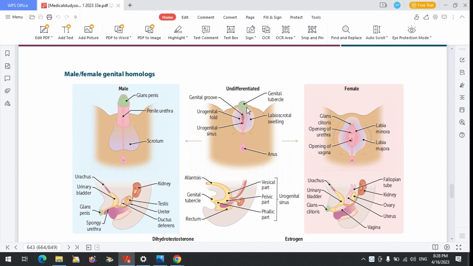There's a genital tubercle. There is an opening that we call the urogenital sinus here. There's a fold of tissue that surrounds the urogenital sinus that we call the urogenital fold. Then there's another swelling that surrounds the urogenital fold that we call the labioscrotal swelling. So everything that forms the external genitalia comes from these four undifferentiated structures. Genital tubercle, urogenital sinus, surrounded by urogenital fold, and of course the labioscrotal swelling that is surrounding them. Do you guys get that part?